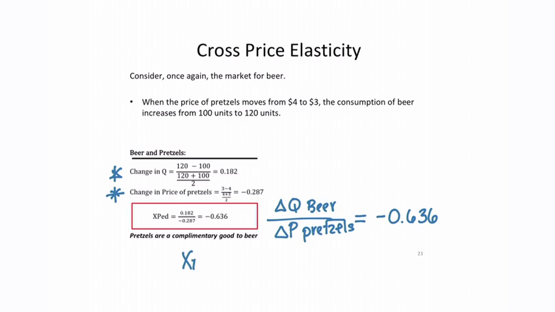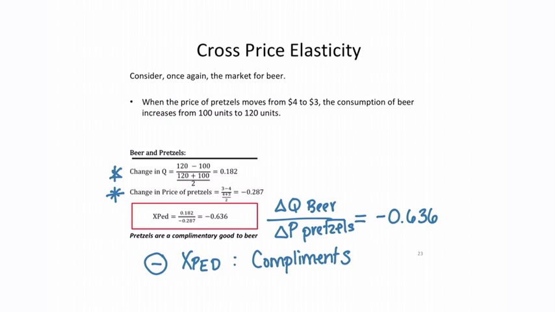If the cross-price elasticity of demand is negative, this is going to tell us that the two goods are related as complements. So if the price of one good rises, the demand for the other falls. If the price of one good falls, the demand for the other good rises. On the other hand, if the cross-price elasticity of demand is positive, then the goods are substitutes.